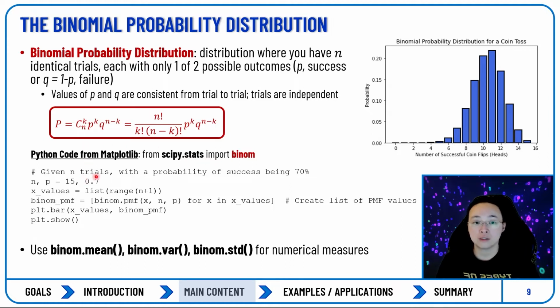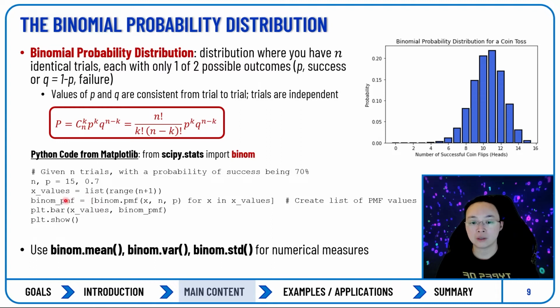Given n trials with a probability of success p being 70% or 0.7, we can define n equals 15 for just a random number of trials. You can do whatever you want. And p is equal to 0.7. Now, the x values are going to be a list from a range of n plus 1, so you're going through all the values from 0 to n. So you have something like this.